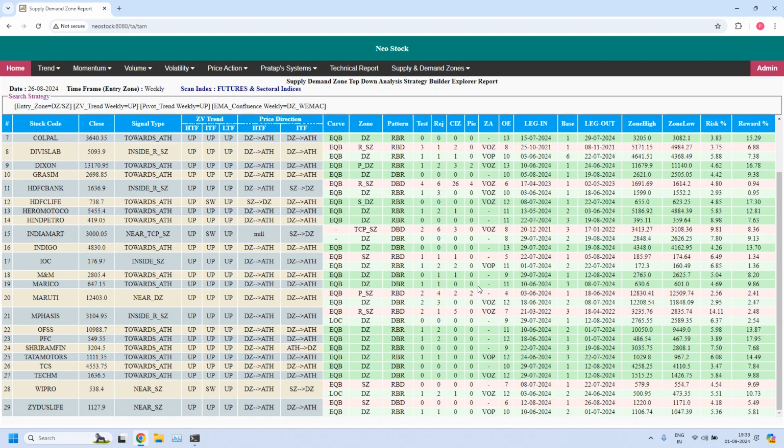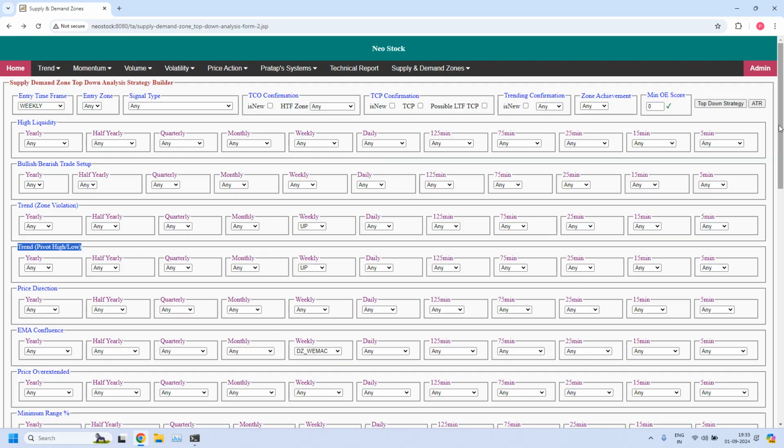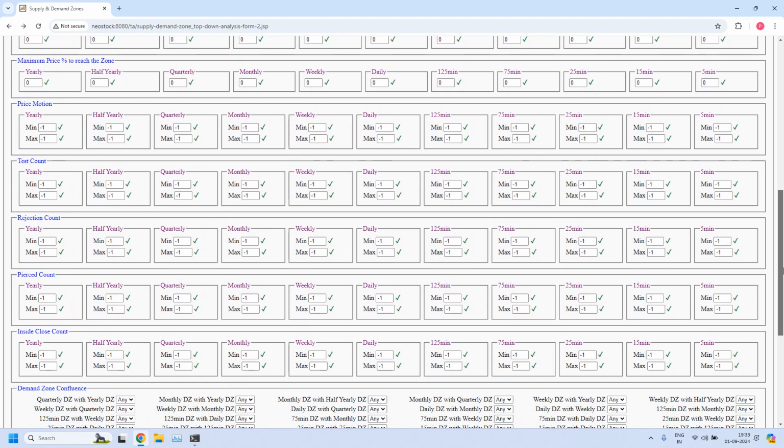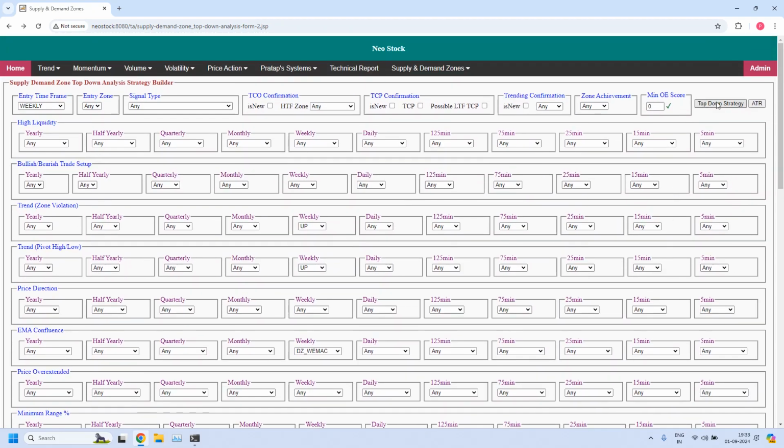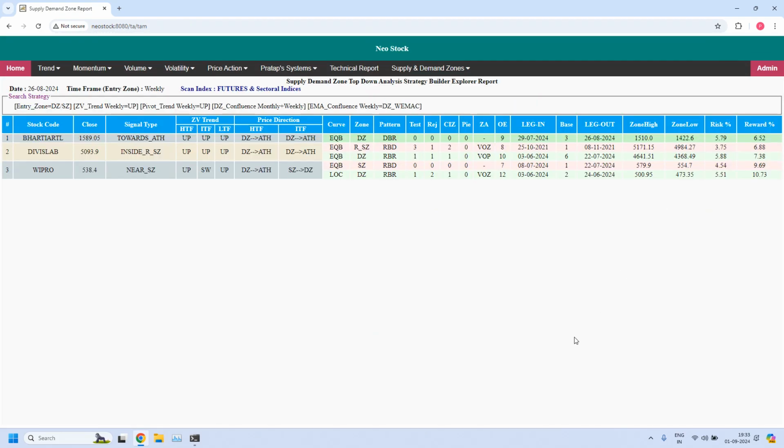Okay, and the next report is, if you want to further reduce these stocks, you can look for weekly demand zone and monthly demand zone confluence stocks. Zone confluence you can add. Let me add demand zone confluence, weekly demand zone with monthly demand zone. This way you can further filter. See, all these weekly zones are part of the monthly zone.